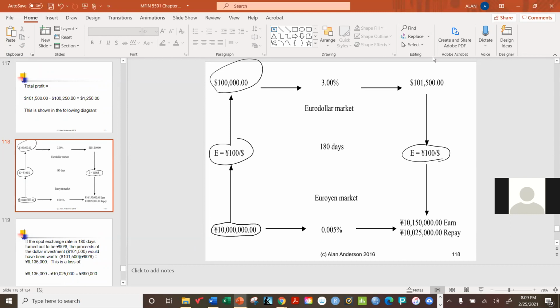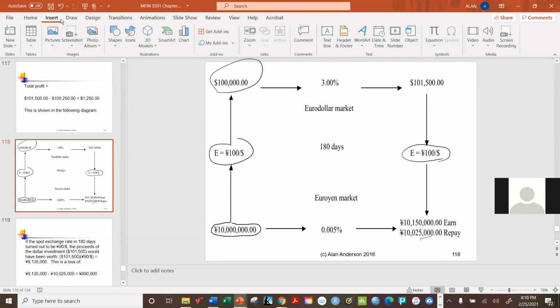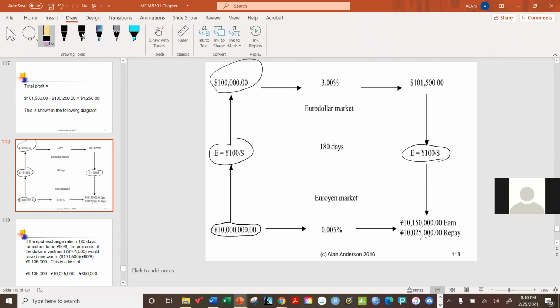And with this exchange rate being unchanged, I now have 10,150,000 yen, but I owe 10,025,000 yen. So guess what? The difference goes into my pocket. All right, how much did I make? 125,000 yen is my profit. And no matter how much they're worth in dollars, that's still a nice profit.